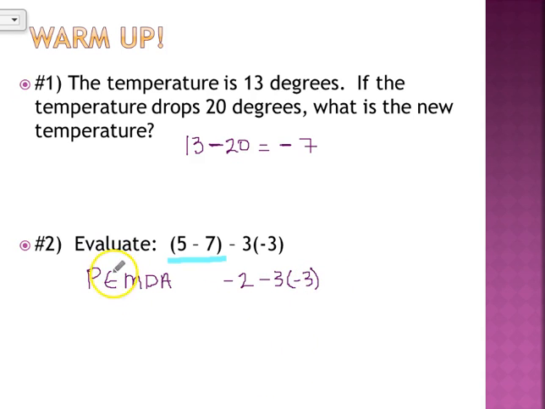And then it tells us E for exponents. Do we have any exponents? No. And then multiplication or division, whatever comes first, as you read the equation from left to right. We actually have some multiplication, the set of parentheses here, negative 3 times negative 3. What do we get when we multiply negative 3 times negative 3? We get positive 9. So now we've got negative 2 plus 9. And what do we get when we combine those two terms? Now we're at the addition or subtraction. Negative 2 plus 9 is going to give us 7. So our final answer here should be 7.